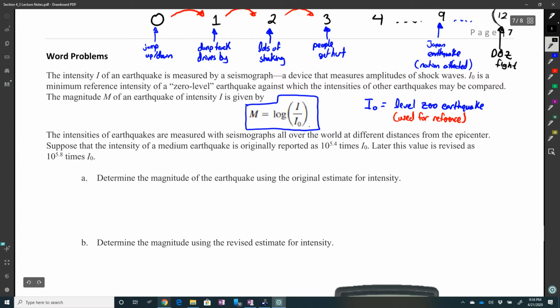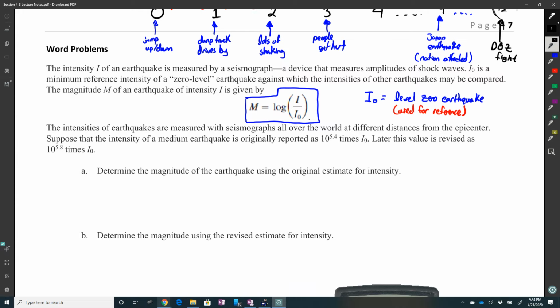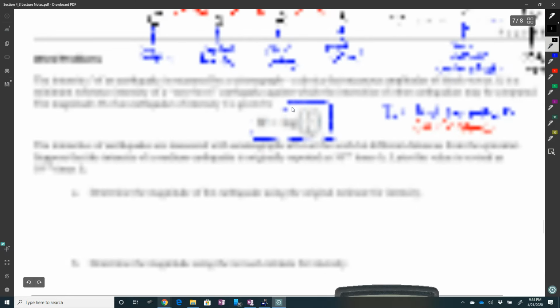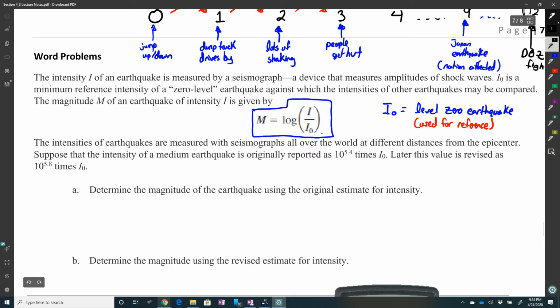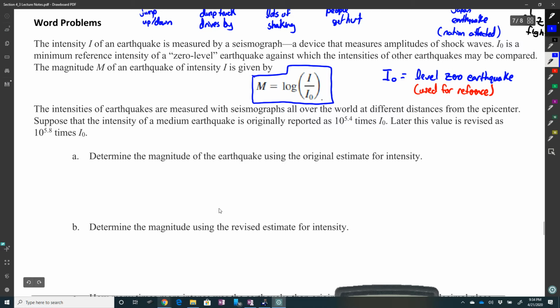But anyway, so determine the magnitude of the earthquake using the original estimate for intensity. So let's read the problem. I kind of got off track. The intensities of earthquakes are measured with seismographs all over the world. Suppose the intensity of a medium earthquake, originally reported as 10 raised to the 5.4 times the level 0 earthquake. Later, the value is revised to 10 to the 5.8 times I0. Determine the magnitude of the earthquake that was originally estimated.